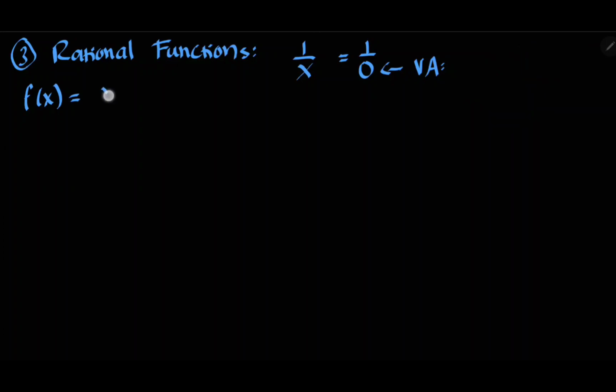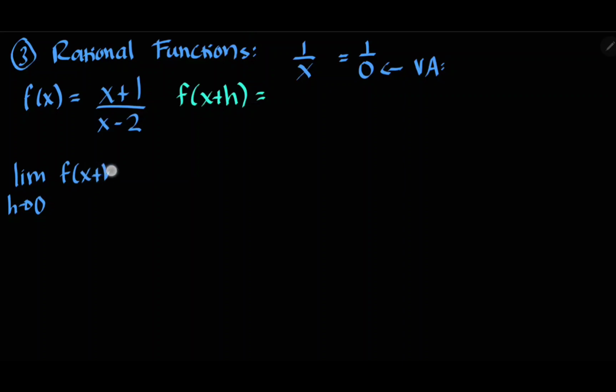So let's say our function is x plus 1 all over x minus 2. Our first step for these is always to find our f of x plus h for our limit definition. And a reminder, our limit definition is the limit as h approaches 0 of f of x plus h minus f of x all over h. And that will give us our first derivative, or what we call f prime.